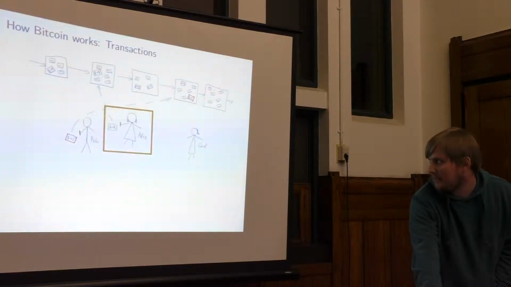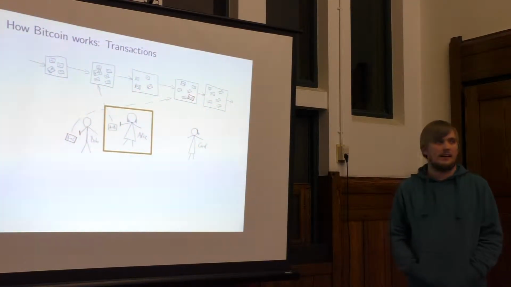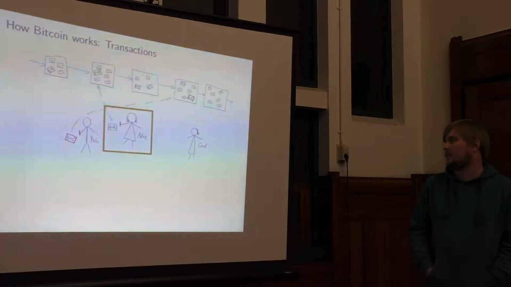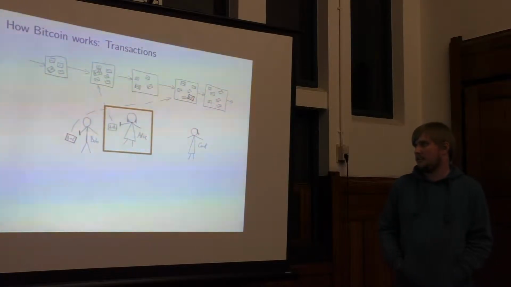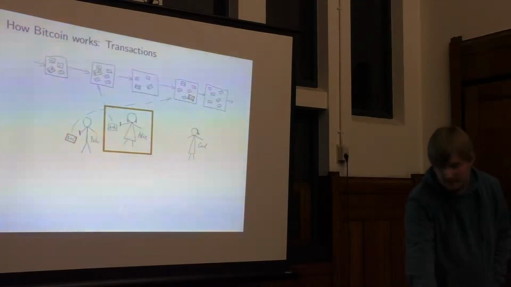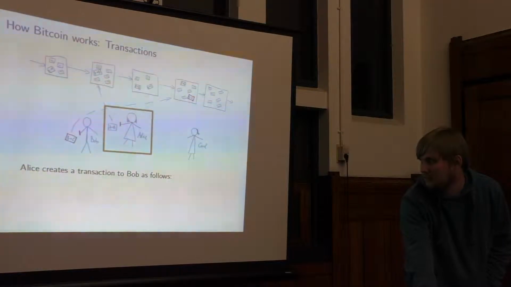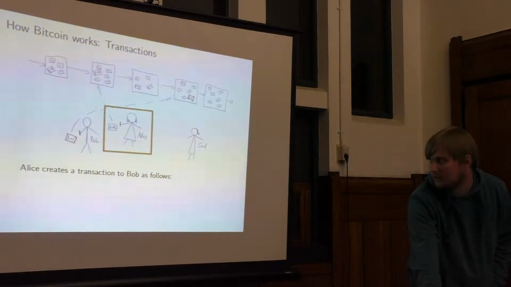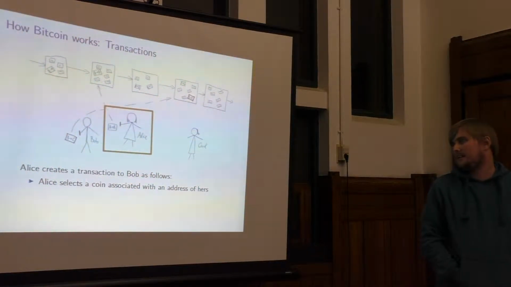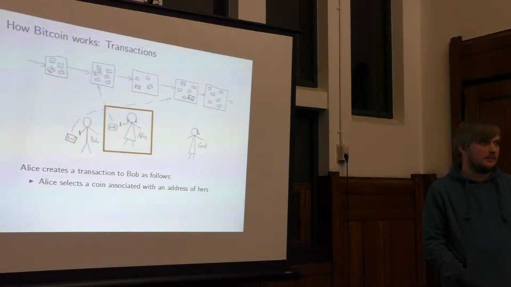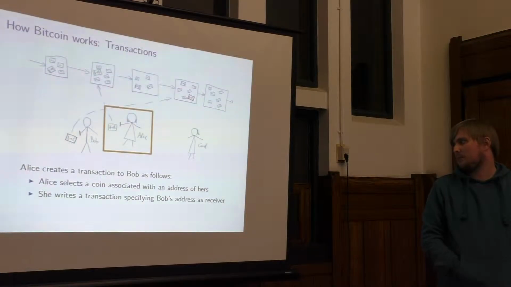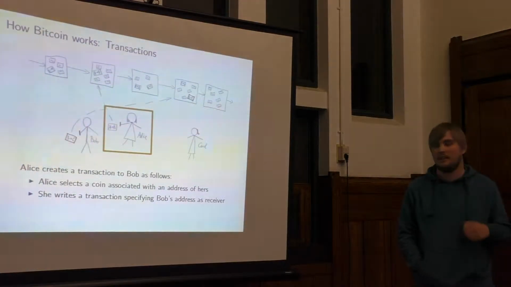to talk about. We are going to talk about how Alice is signing the transactions. We are not talking about the blockchain and all the other nice stuff that Bitcoin gave us. We are basically just talking about the transaction itself. So the transaction is created by Alice by performing the following steps. Alice selects a coin that is associated with an address of hers, so it's her coin. She writes a transaction. In the transaction, Bob's address is specified as the receiving address.